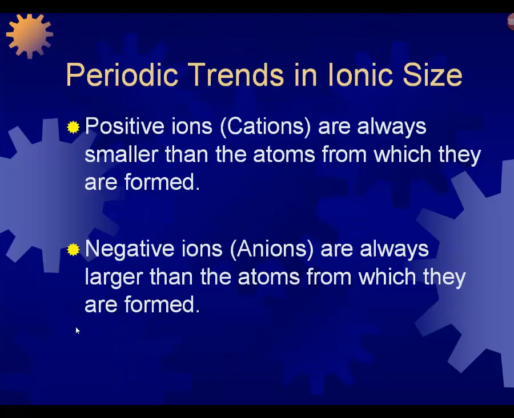If you have a positive ion or a cation, it's going to be smaller than the atom it was formed from, and a negative ion or anion is going to be larger than the one it was formed from. So if we pull an electron out, the atom shrinks. If we push an electron in, the atom gets bigger.